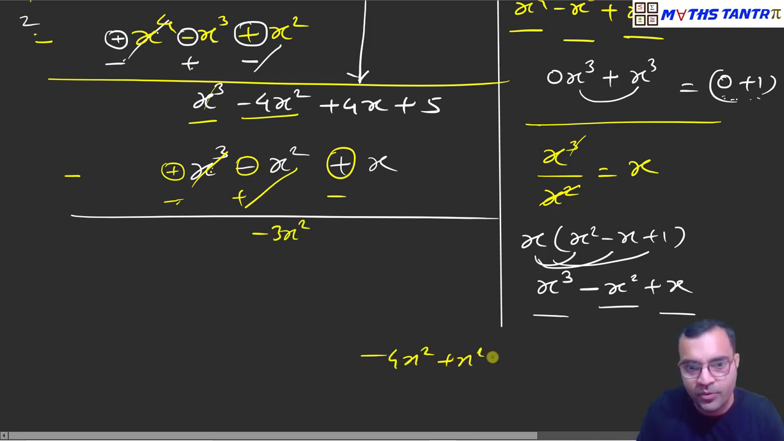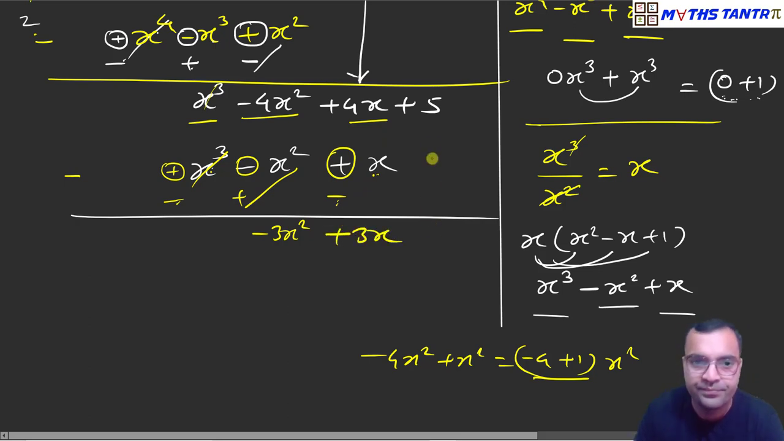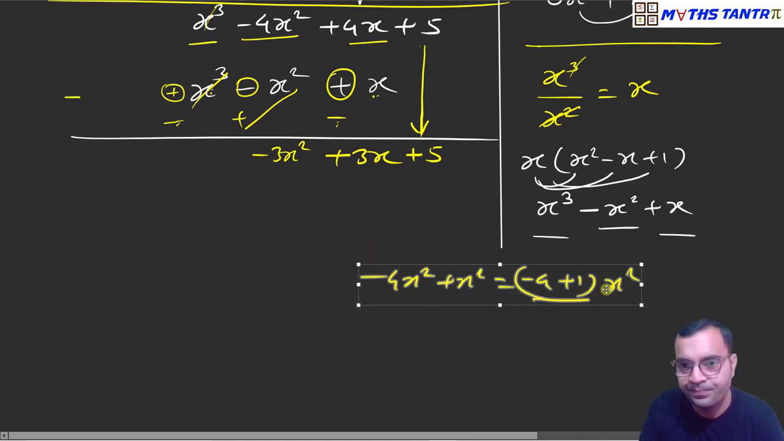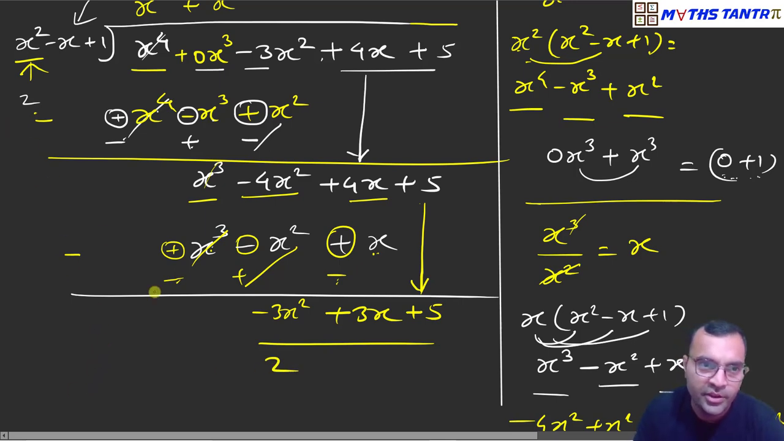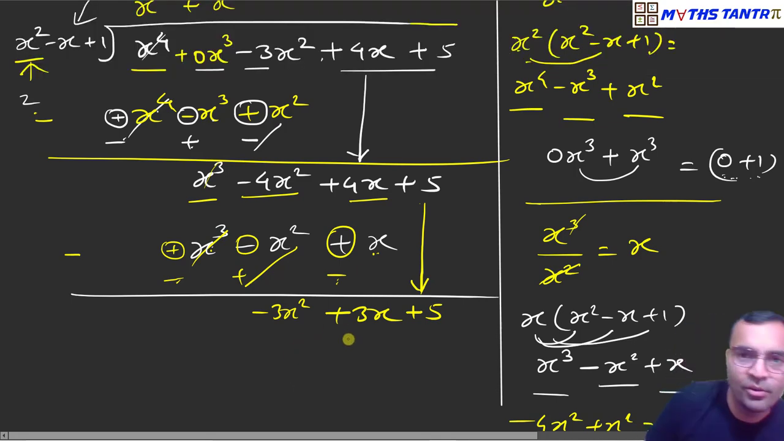Minus 4x square plus x square. What you will get? If you take x square common, minus 4 plus 1, minus 3. Now, 4 minus 1, 3. x will be as it is. Now, this constant will be as it is. Okay, I hope this is clear to everyone. Now, again check. Degree of your dividend is 2. Divisor 2. It is the same. So, you can divide. We should divide until we get the degree of dividend less than the degree of divisor. Okay.